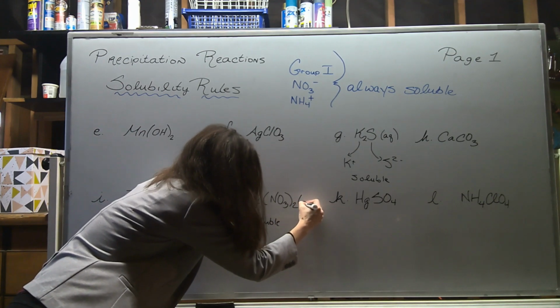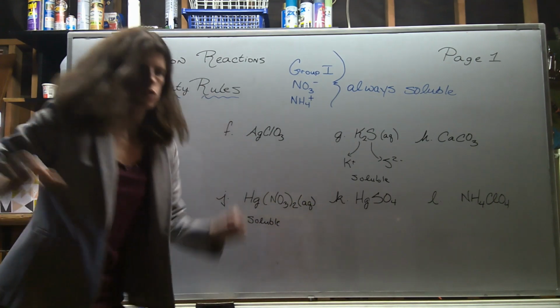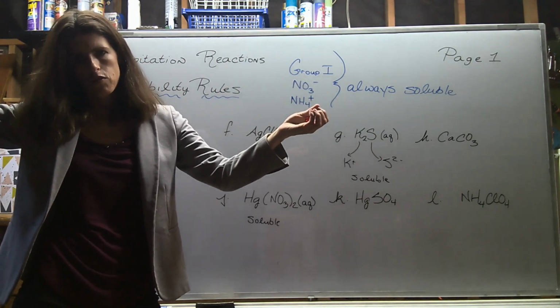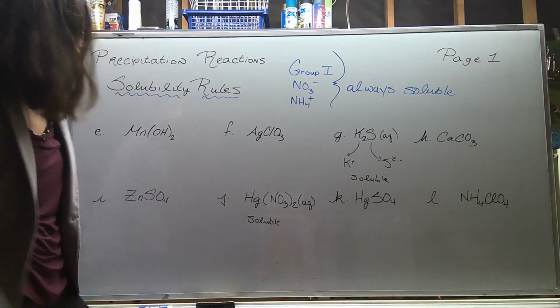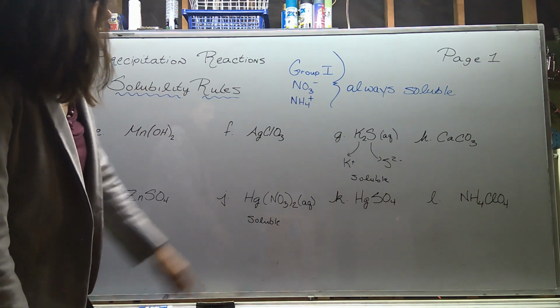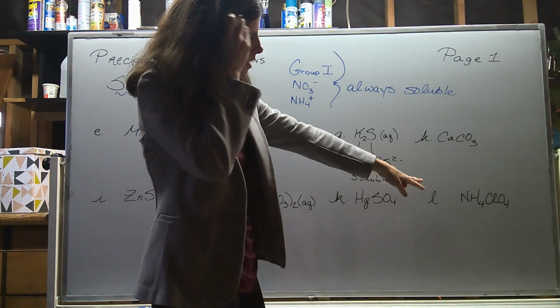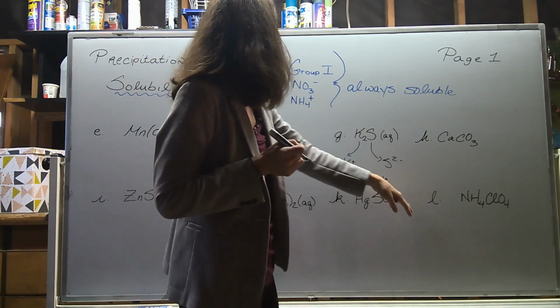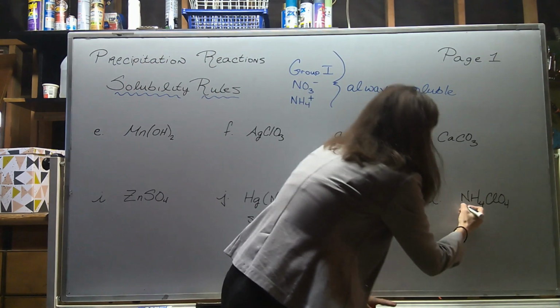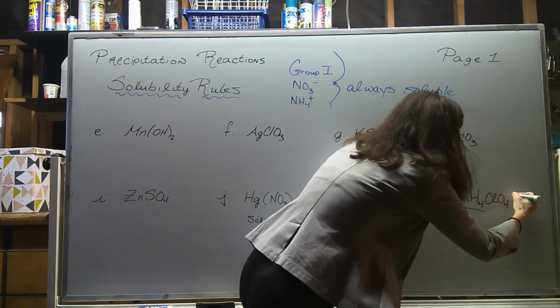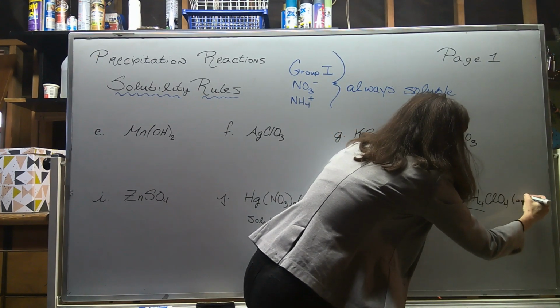So that means that they don't hook up in solution. The mercury stays over here and the nitrate stays over here. The ions remain separate. And then we have one more that's kind of an easier one with the ammonium perchlorate. And so just because of the NH4 plus part, we know that it's soluble.